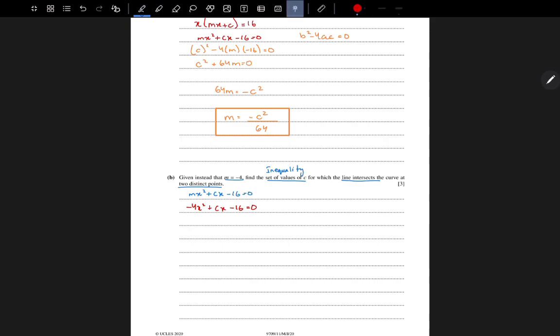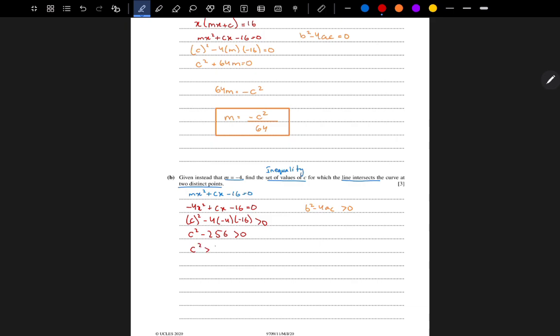Now we know that the line intersects the curve at two distinct points, which means the discriminant must be greater than 0. So the discriminant b² − 4ac must be greater than 0. So this means c² − 4 × (−4) × (−16) must be greater than 0. c² − 256 must be greater than 0.